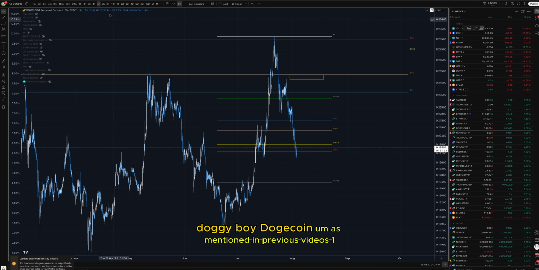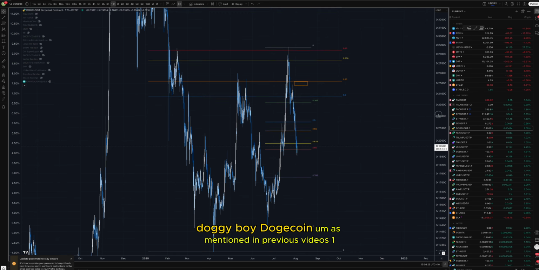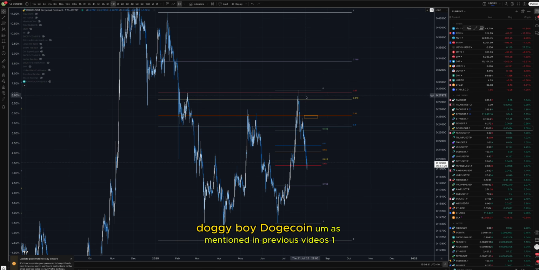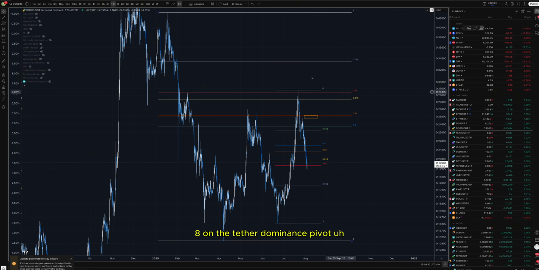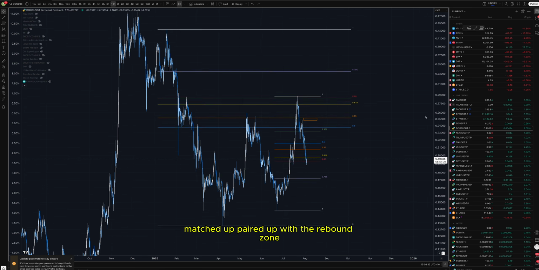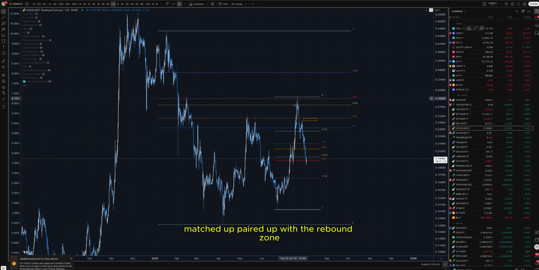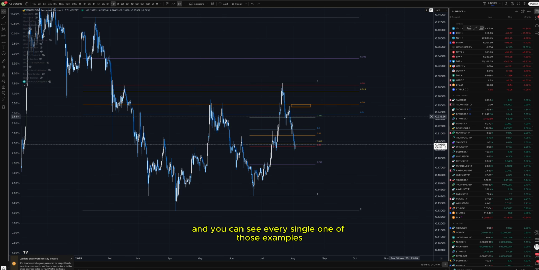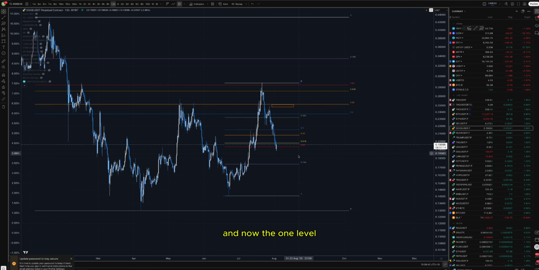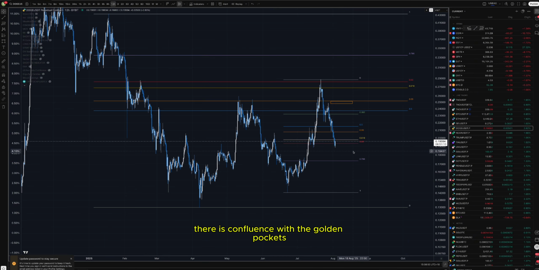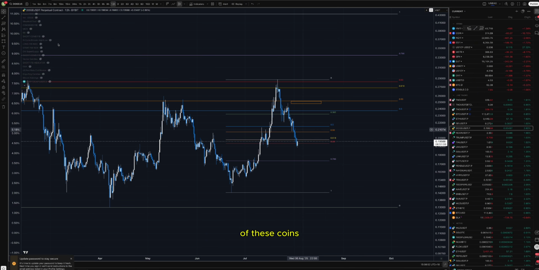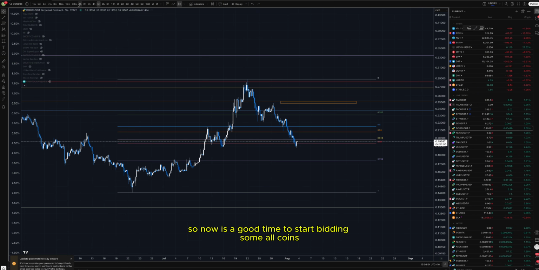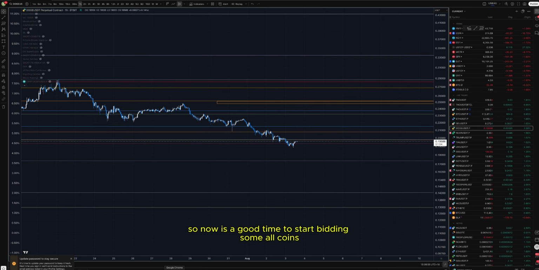Doggy boy, Dogecoin. As mentioned in previous videos, 1618 on the Tether dominance pivot, paired up with the major rebound zones of a lot of alts. Watch the video and you can see every single one of those examples. And now the one level, there is confluence with the golden pockets of these coins. So now is a good time to start bidding some altcoins.